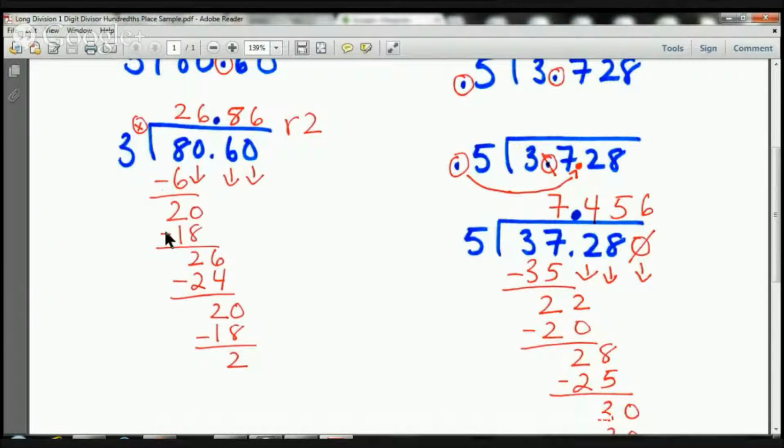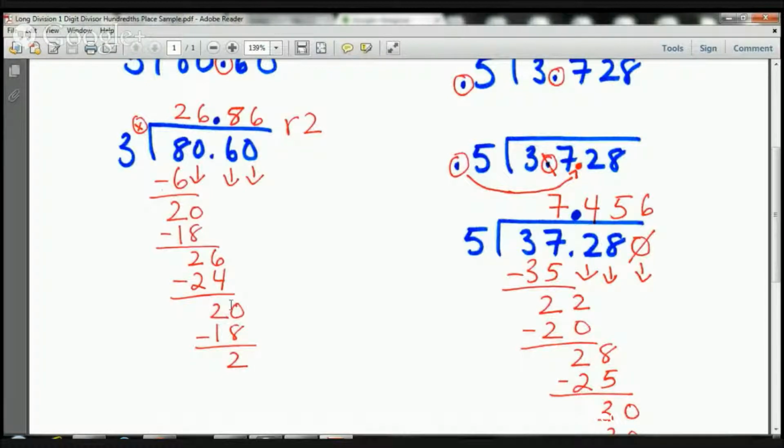How many times can 3 go into 26? Well, I know that 3 times 7 is 21. 3 times 8 is 24. 3 times 9 is 27. I passed it. I can't use 9. It has to be 8. So I'm going to put the 8 right here. 3 times 8 is 24. So I'm going to put my 24 right there, my minus sign, my line, and I'm ready now. 26 minus 24 is 2.